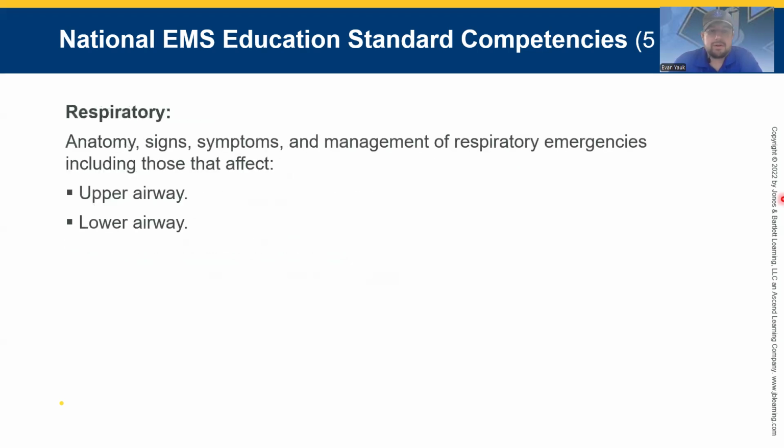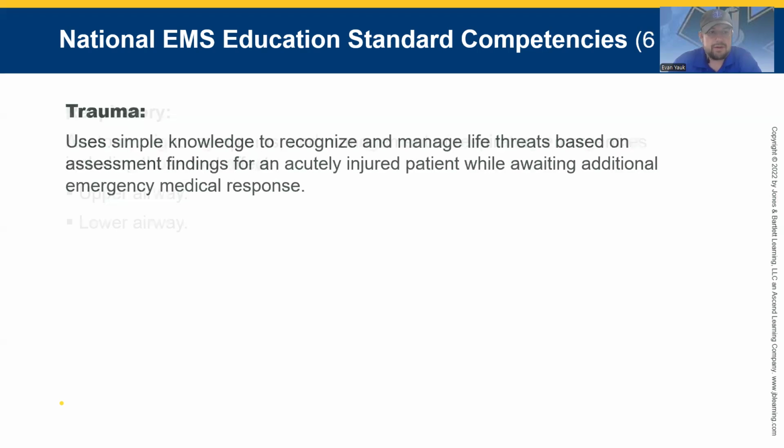So respiratory in a pediatric, the anatomy, signs and symptoms and management of respiratory emergencies, and that's going to be the upper and lower airway and the anatomical differences, adult to pediatric. Trauma, use simple knowledge to recognize and manage life threats based on assessment findings for the actually injured patient while awaiting additional emergency medical response.